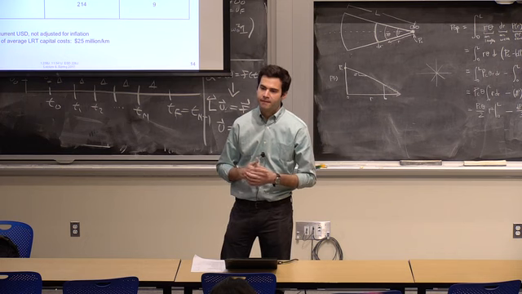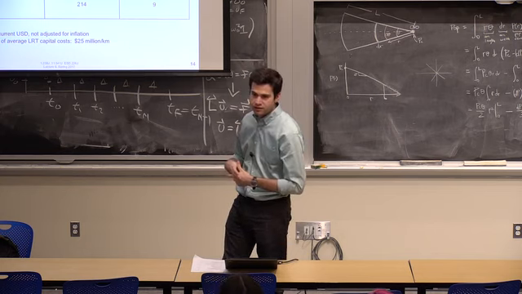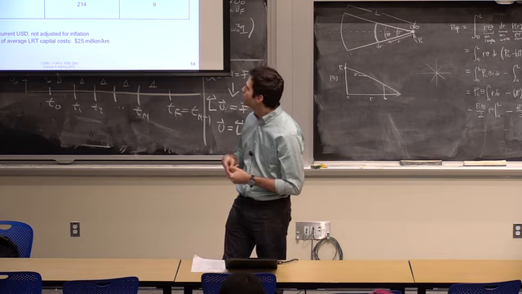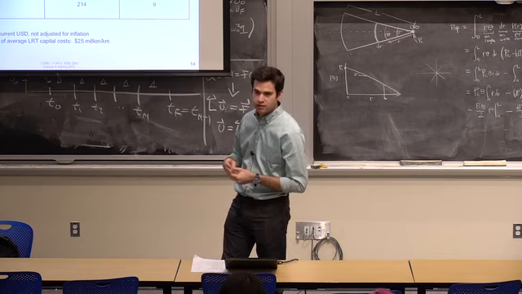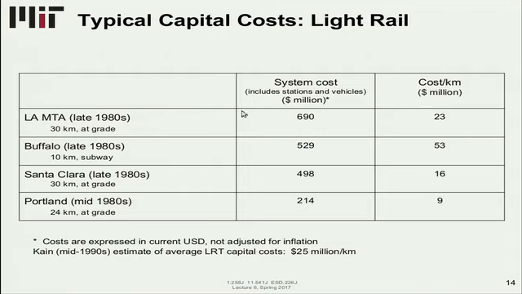Are these costs for just the parts that were built in the late 1980s, not over time? Not including the most recent ones? That's correct. Yeah. So Buffalo, 10 kilometers, but the cost is almost the same as the subway, even though it was a third of the length. It comes out to 53 million per kilometer.